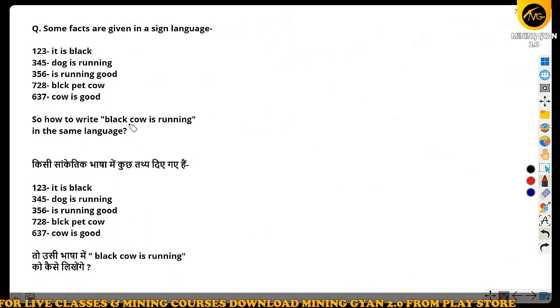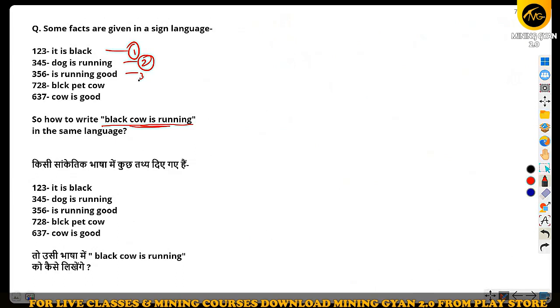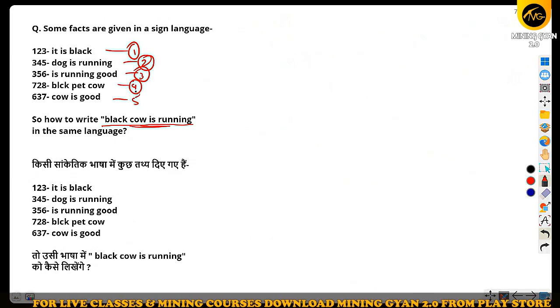Now, how to write black cow is running? There is a sentence and we have to find out the coded language for the black cow is running in the same language. So by using equation number 1, 2, 3, 4 and 5, we have 5 equations.